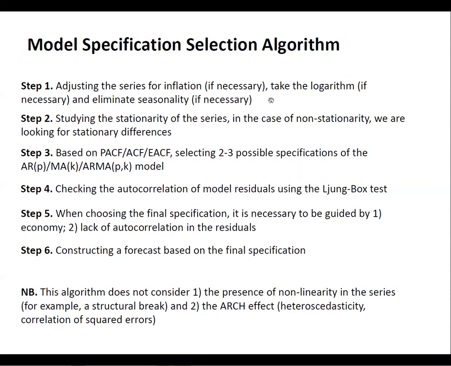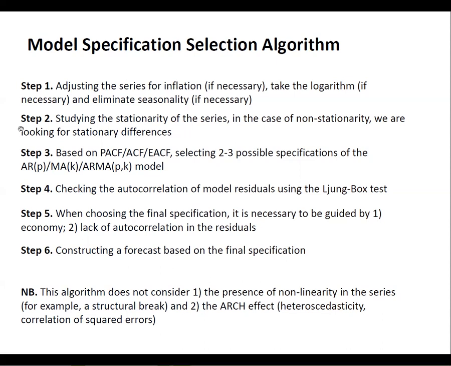We also take the logarithm if necessary. I recommend taking logarithms for most indicators, with the exception of those indicators that can theoretically take negative values. And also we eliminate seasonality with obvious dependence on quarters or months or days of the week. After that, we work with the indicator that is cleared of inflation and seasonality. If necessary, it is taken as a logarithm, and we are already building an ARMA model on it.